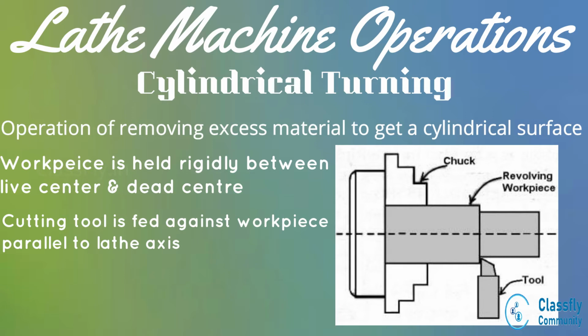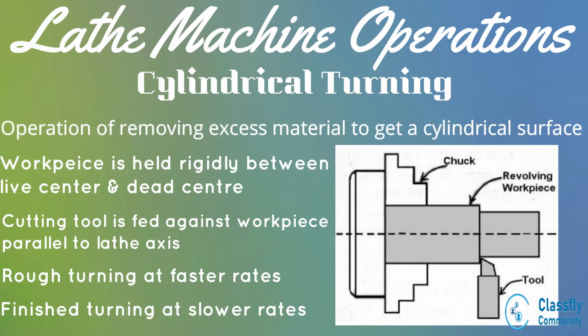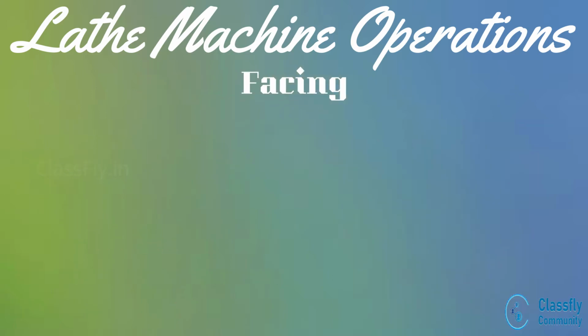This turning can be done in two steps, that is rough turning, where the workpiece is turned to the closest required dimension by faster feed rates, and then finish turning, in which it is turned to the accurate required dimension at slow rates. Next, facing.